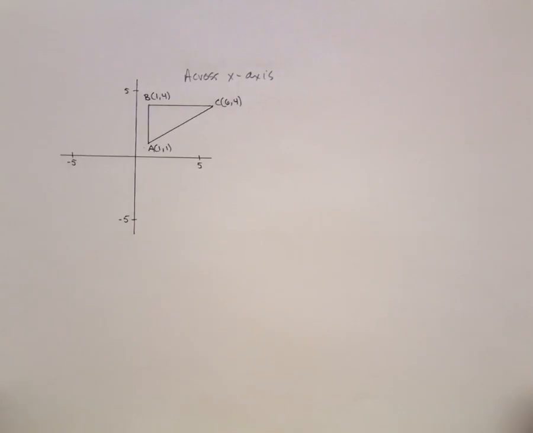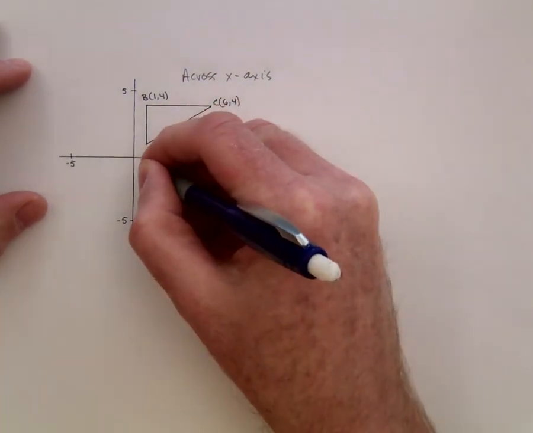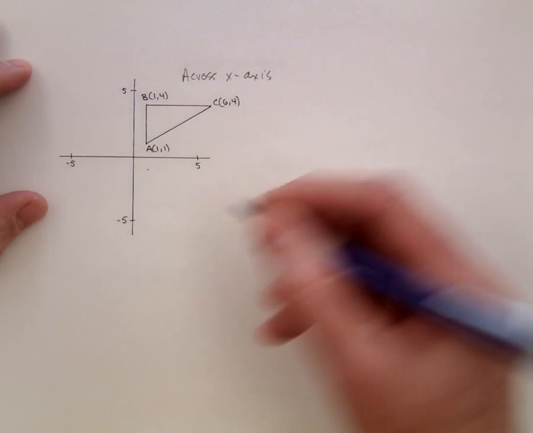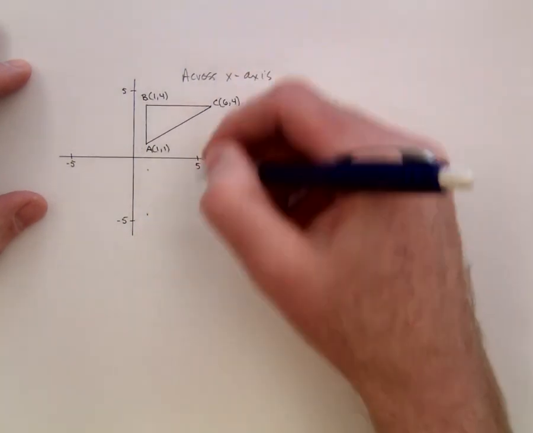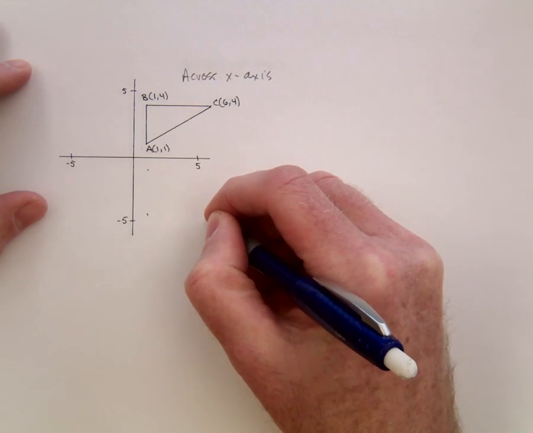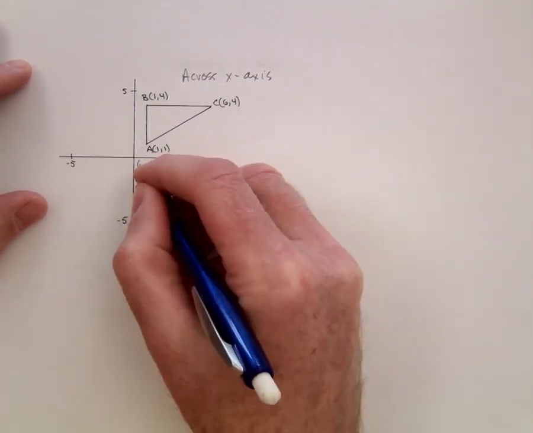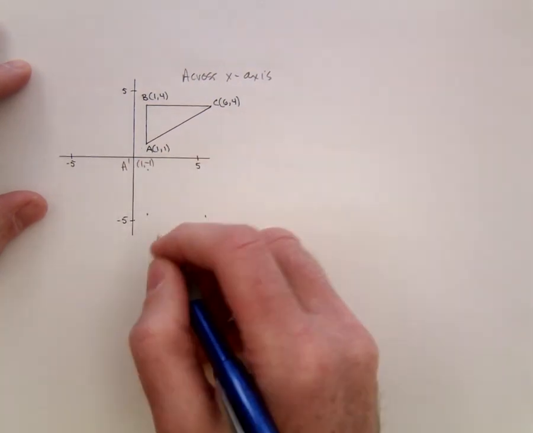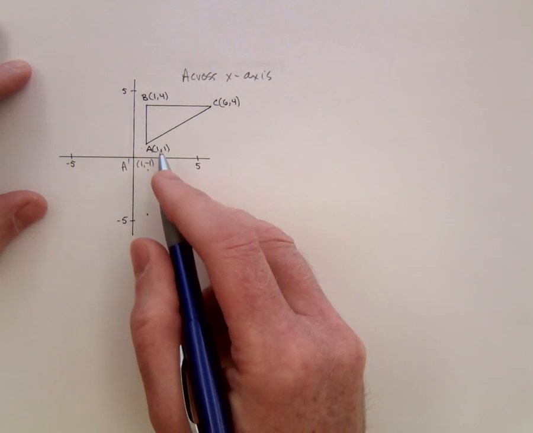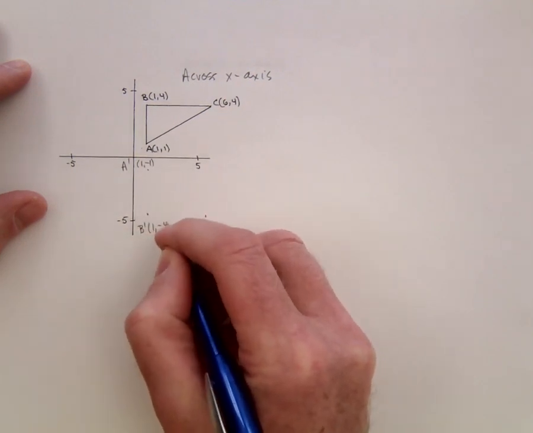We saw some time ago in a previous chapter that if you want to reflect a figure across the x-axis, what you need to do is just leave its x-coordinate alone and take the opposite of its y-coordinate. So A at 1, 1 will go to A prime at 1, negative 1. And it's pretty important to label these appropriately. B from 1, 4 will have its image at B prime at 1, negative 4.